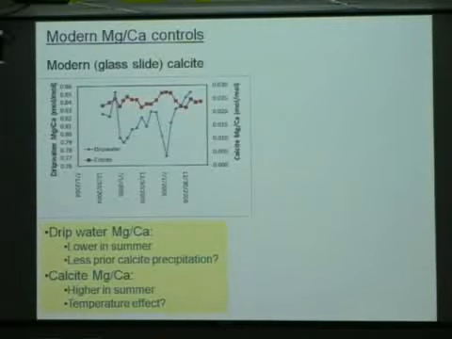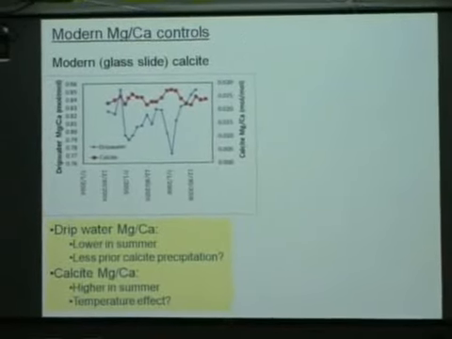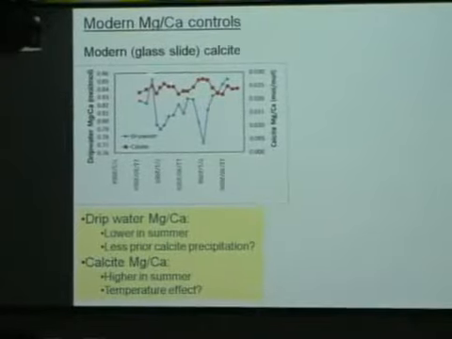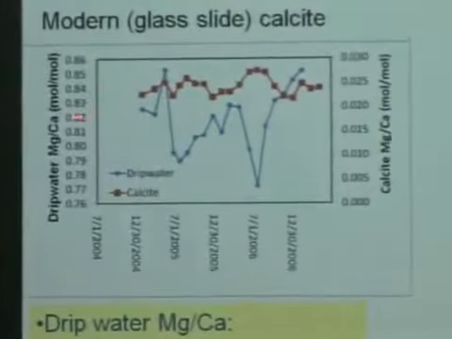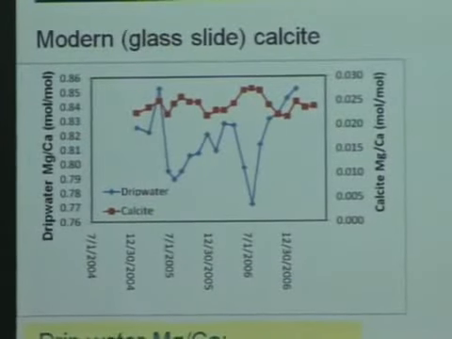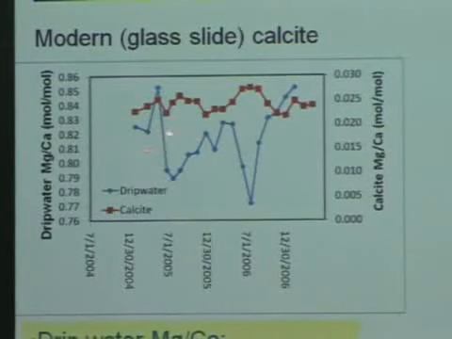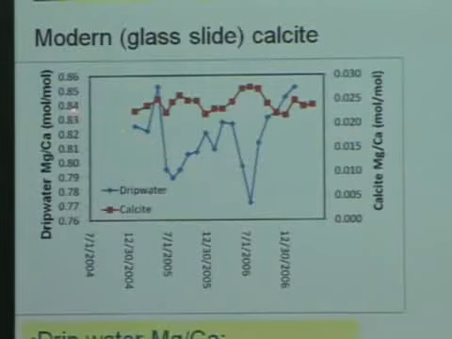Okay, I think I'm just going to say a little bit about magnesium calcium and then finish up. So shown here now in blue, we've done a similar thing with magnesium calcium. In blue is drip water magnesium calcium. We see a bit of a seasonal cycle, though it's not super clear, with lower magnesium calcium ratios in the drip water in the summer months.